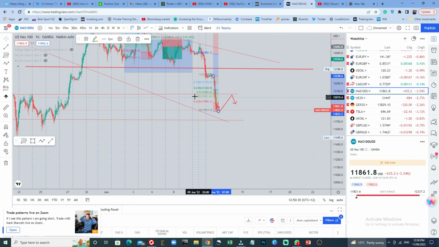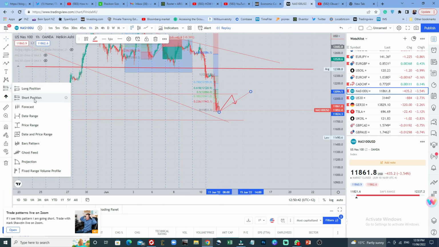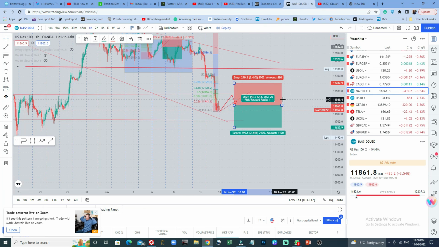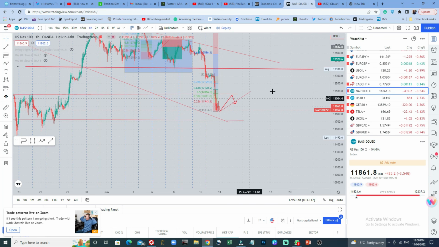Once it's reacting to this point, I'll look for where it's reacting. Once it reacts and confirms this point, I will draw my counter trend line. Once it crosses this trend line, I take a sell. That's what I expect. So I'm going to be looking out for NAS 100 in that regard.